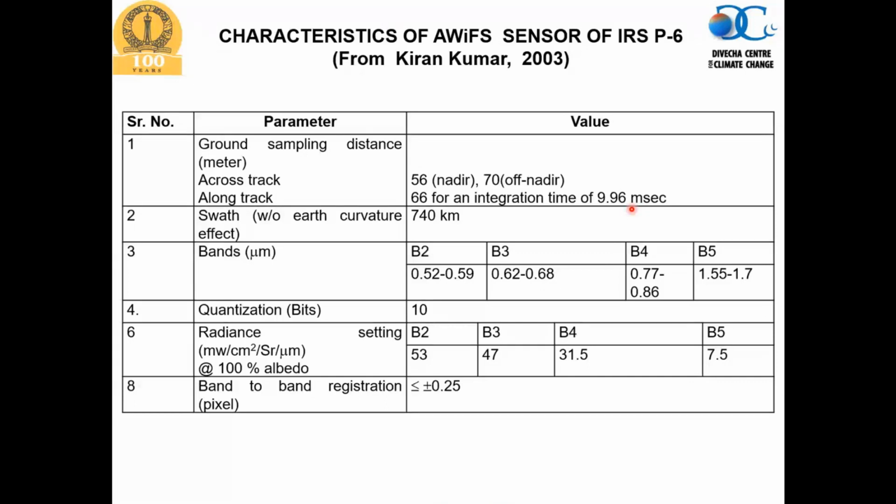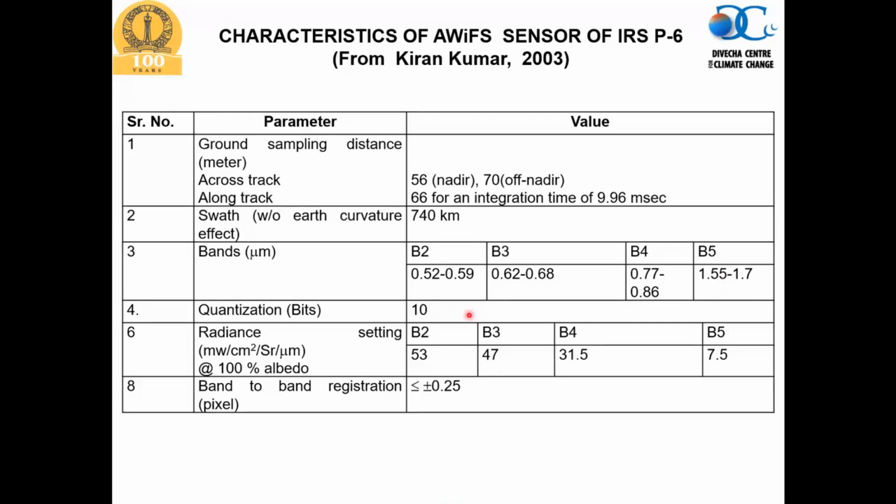In addition to that, there is also the swath, which I was talking about, a 740-kilometer swath of the satellite. So at a given time, the satellite can make observations for 740 kilometers. Then it has four spectral bands. It has 0.52 to 0.59, one spectral band, 0.62 to 0.68, another spectral band, 0.77 to 0.86, another spectral band, and 1.55 to 1.7 is the fourth spectral band.